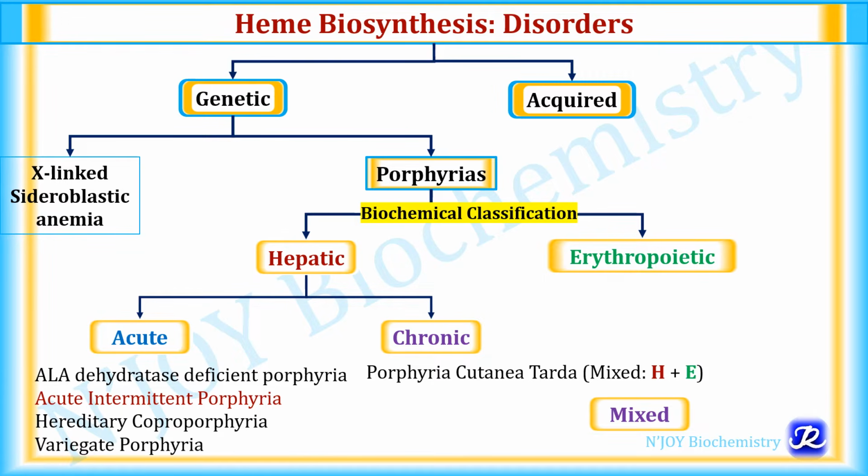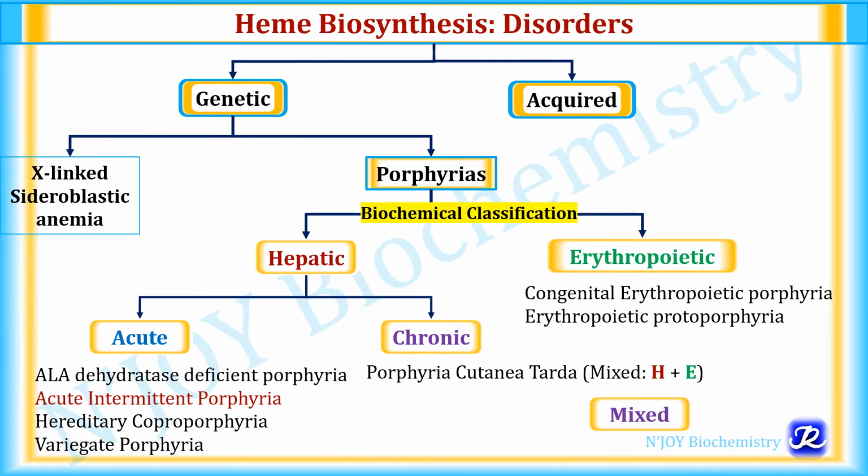Porphyria cutanea tarda is the chronic hepatic porphyria. It is a mixed type. It has both hepatic and erythropoietic components. Which are the examples of erythropoietic porphyria? They are congenital erythropoietic porphyria and erythropoietic protoporphyria. So erythropoietic porphyria includes the name in the disease also. It is very evident from the name that congenital erythropoietic porphyria and erythropoietic protoporphyria belong to erythropoietic porphyria.